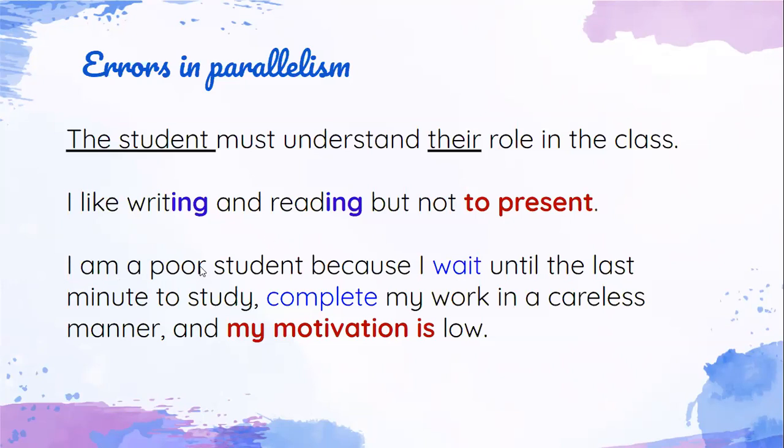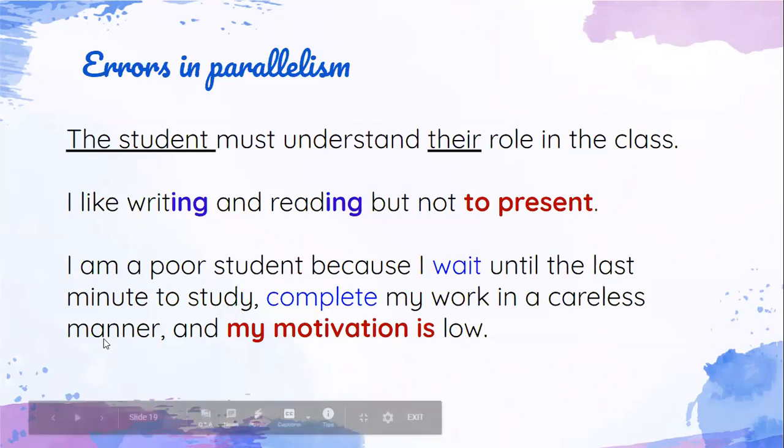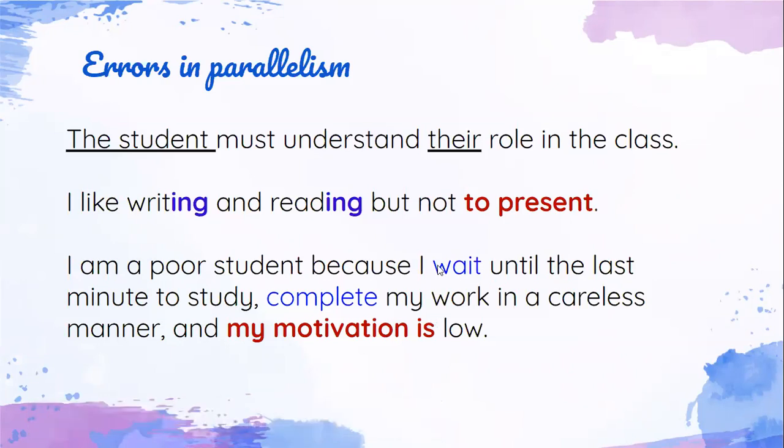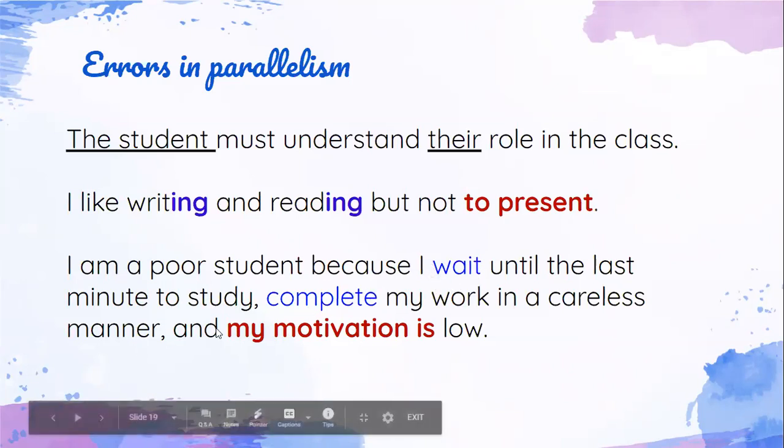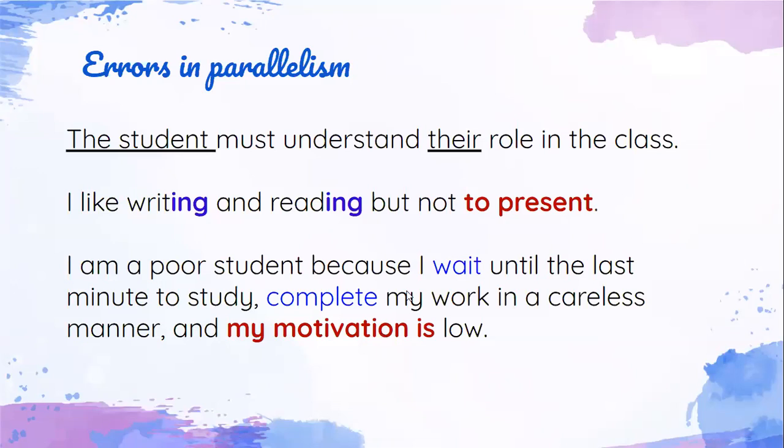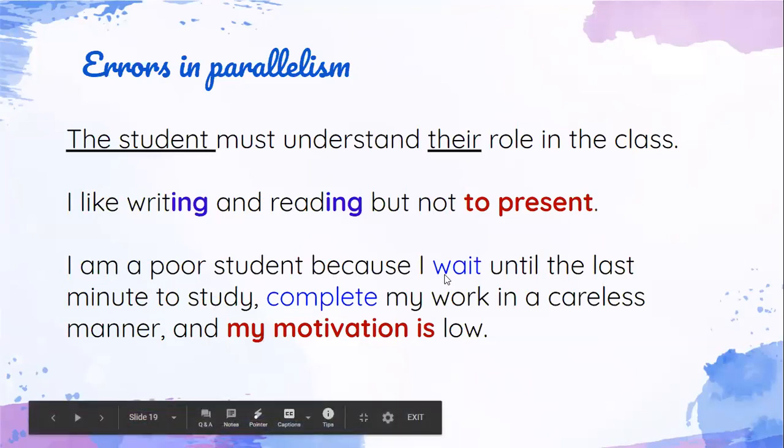Let's look at the third one. "I'm a poor student because I wait until the last minute to study, complete my work in a careless manner, and my motivation is low." The thing with this one is, these are verbs, the ones highlighted in blue. "Wait" is a verb, "complete" is a verb, and this person uses them as verbs. But then in the last part, they say "my motivation is low," and motivation is a noun, not a verb. So if you have two verbs in a sentence, you have to have a third verb in there.